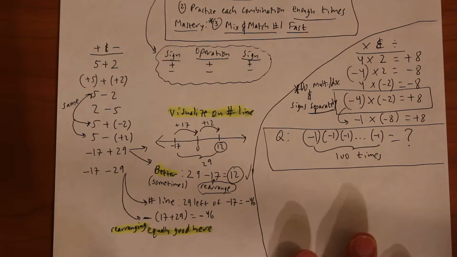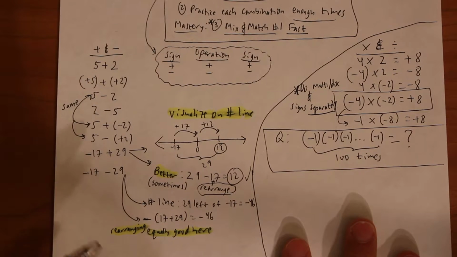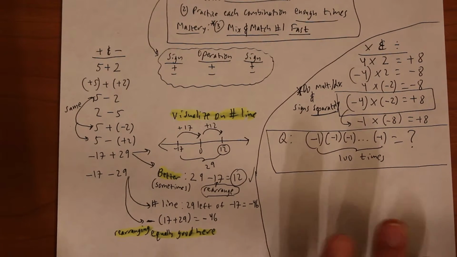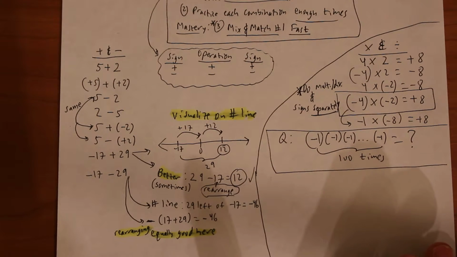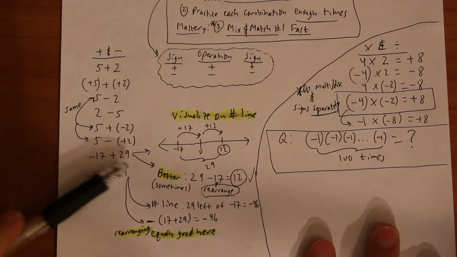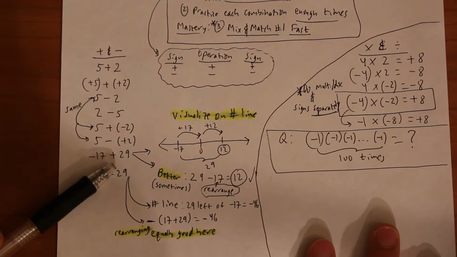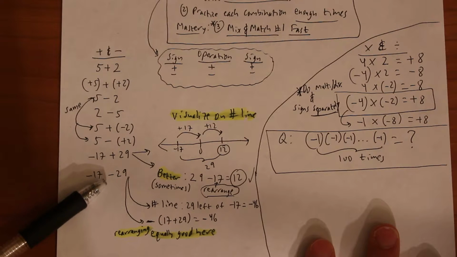So now let's say you have more challenging numbers, like negative 17 plus 29. There's two ways of doing it. They're almost equally good, but I prefer one method. For small numbers, it doesn't really matter, but if these get pretty hard, then the second method becomes better. So the first method is probably the one most of you have been taught, which is the number line.